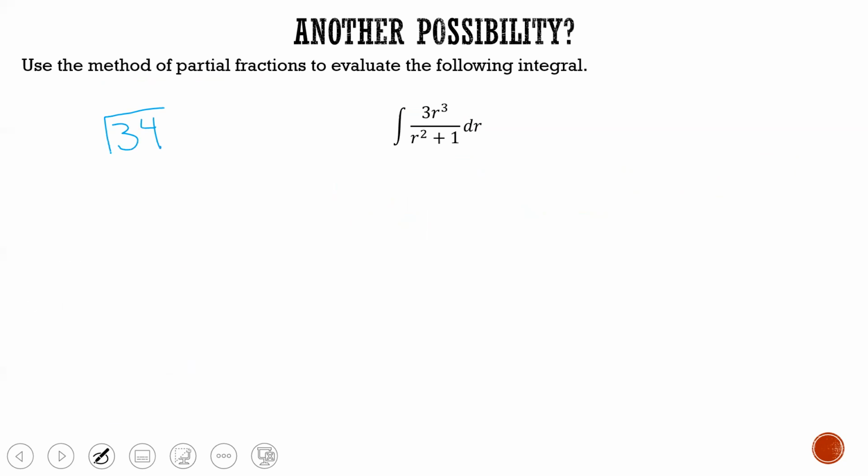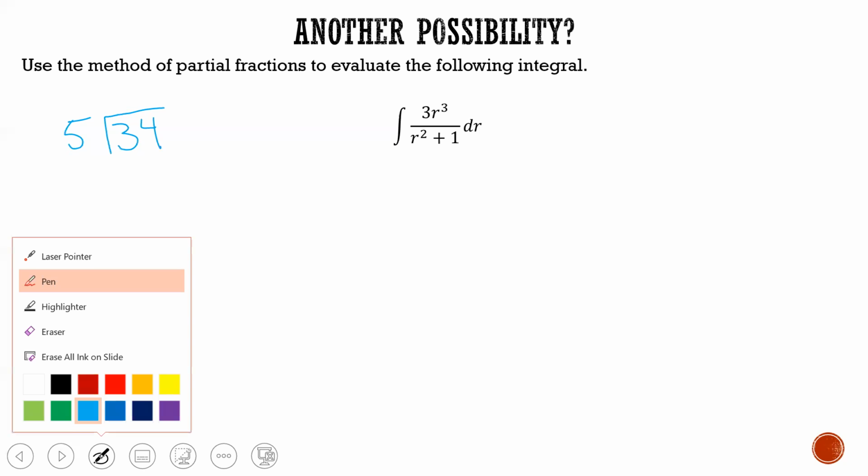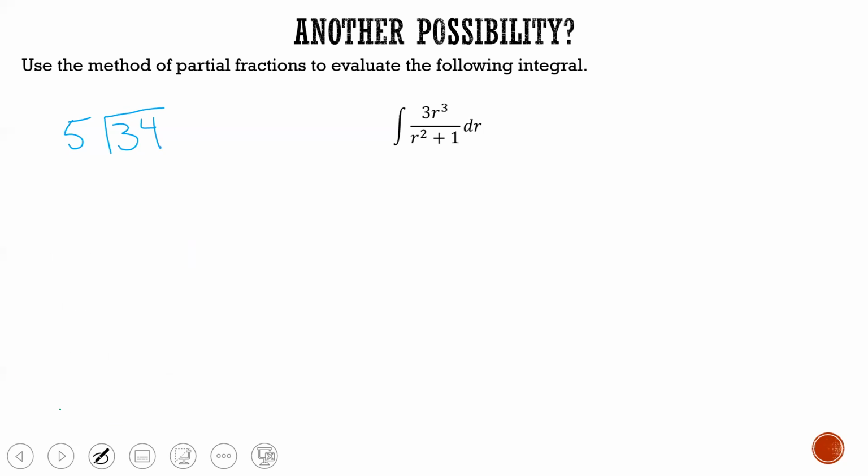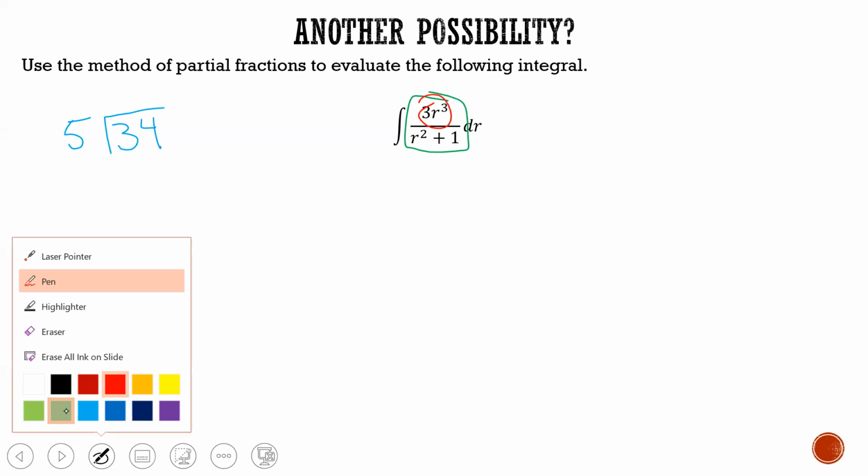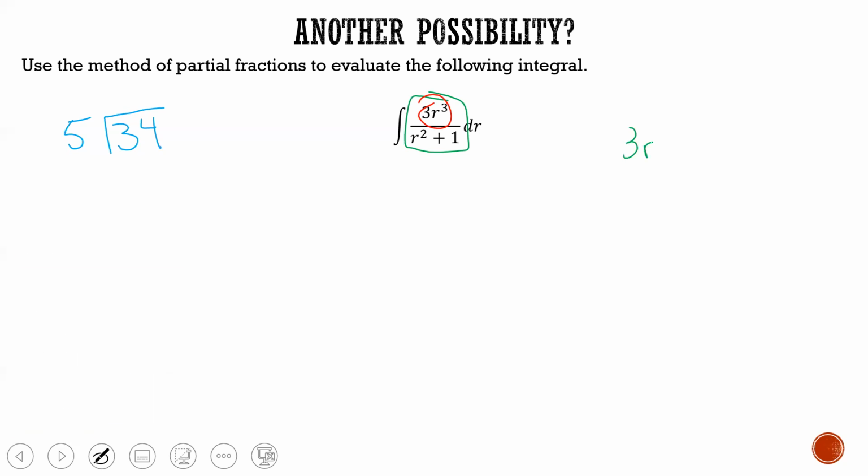So a problem like, say, 34 divided by 5, which we put in this kind of form here. We're going to do a similar thing with the function that we have here. Again, because the degree of the numerator is larger than the degree of the denominator, we're going to set up a long division. The way that works is we take our numerator, the thing on top, 3r cubed, and we divide that by the expression in the denominator, r squared plus 1.